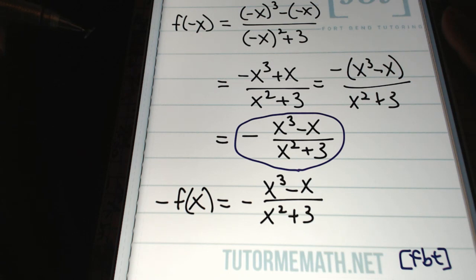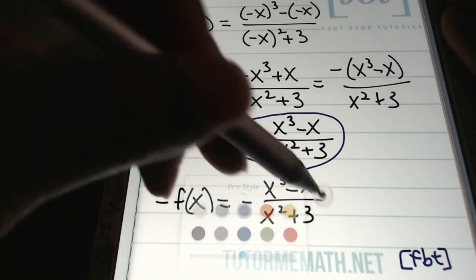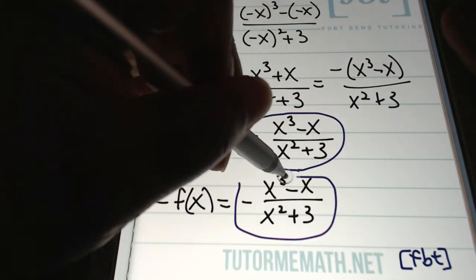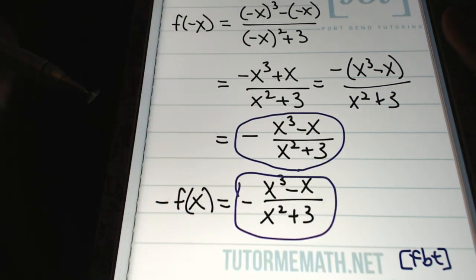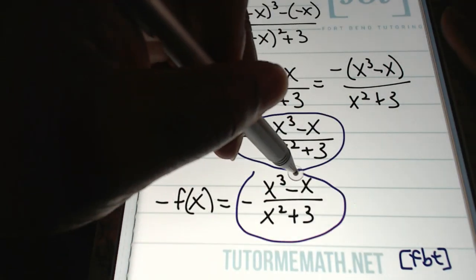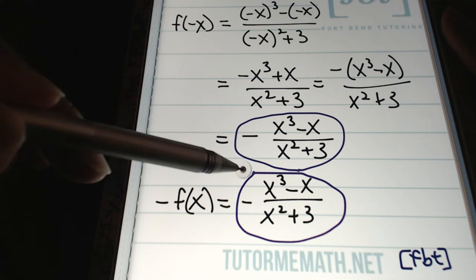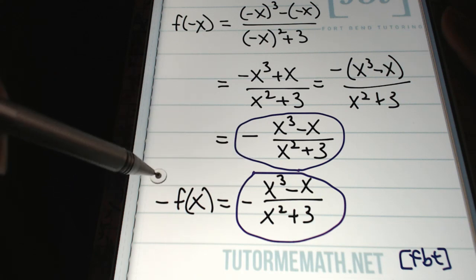Lydia says x cubed plus x divided by x squared plus 3. Oh, negative. That's right, Lydia. Do not forget. Take your time. Now, this is what we're looking at, guys. Let me fix this because it was blocking off some stuff. There we go. Our f of negative x matches the opposite of the original function.